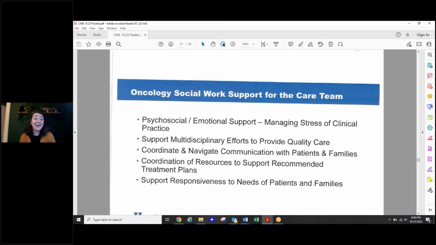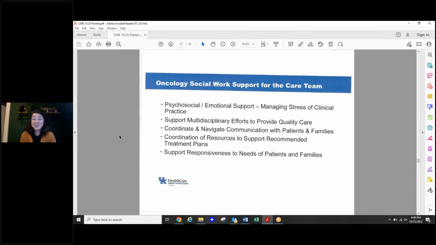So now looking at what we can do for our care team, because we're not here just for the patients, we're here for the team as well. So offering psychosocial and emotional support. We all know clinics can be stressful at times. So something that I'll often do is meeting with our team members after a particularly difficult day or a particularly complex situation and just making sure, hey, do you need to debrief? Do you need to talk? Do you have questions? We support the multidisciplinary team to provide quality care to the whole person.